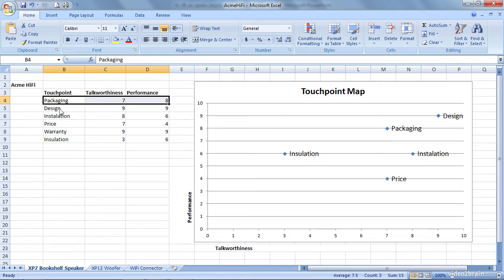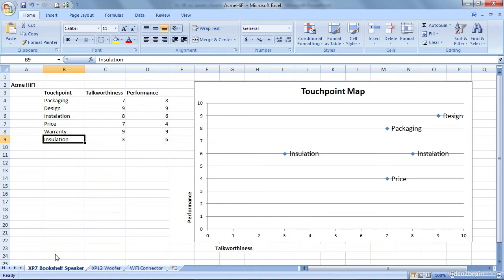So what we want to look at here are each of these things, and notice the talk-worthiness of packaging, the performance of packaging, the talk-worthiness of design, the performance of design. This one that I mentioned, this insulation, I included as an example of something.